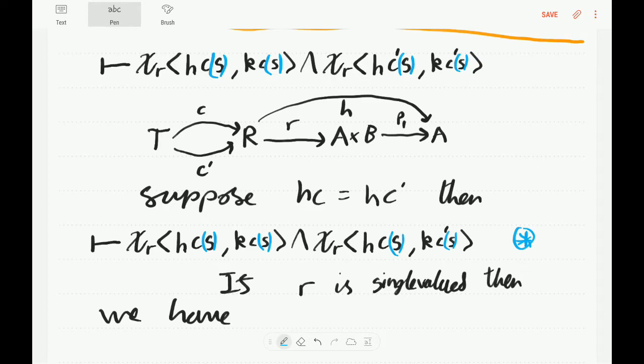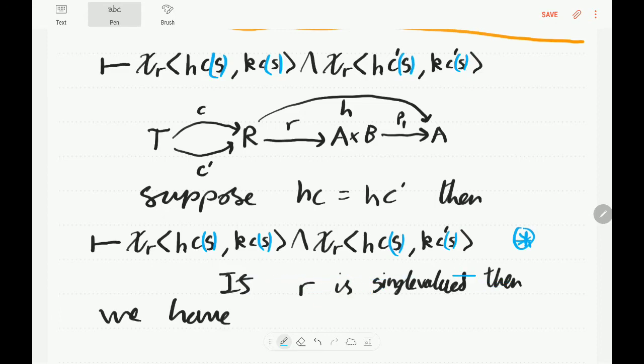So firstly, since hC is hC', we can use one of the equality axioms. We can substitute this C'(s) for a C(s) over here, and we still get a formula that's true. But now this is in the correct form for us to apply our notion of single valuedness.